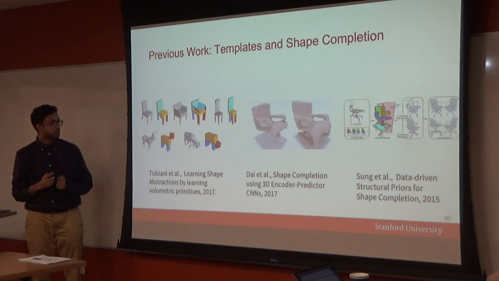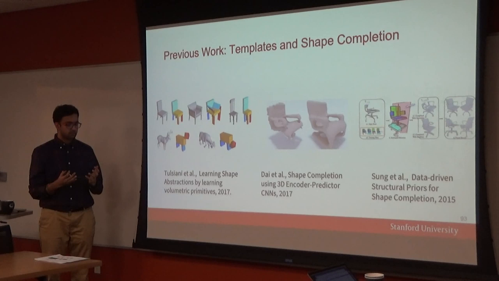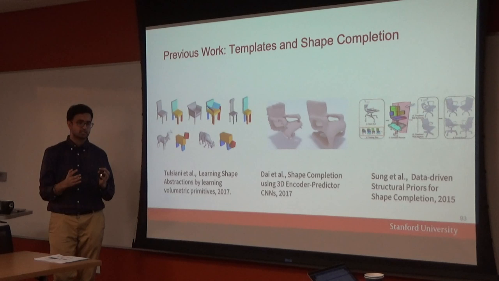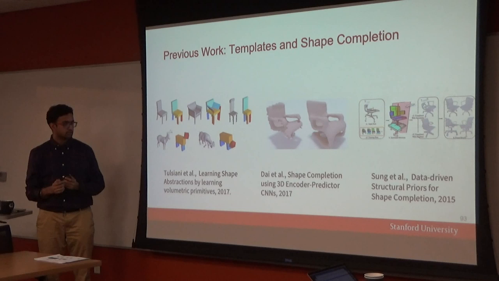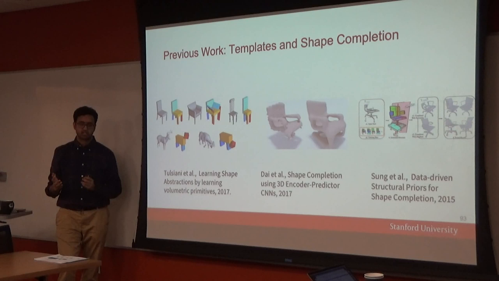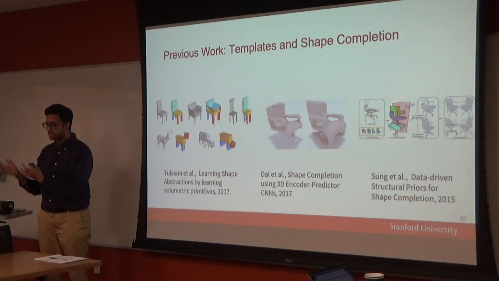There are plenty of works which have attempted to use shape templates or primitives to represent shapes in the past. One such work is Tulsiani et al., where shapes are abstracted by means of box primitives, and these are used to obtain a structural assembly of the shapes. Sung et al. is one of the earliest works that tries to complete partial shapes by transferring structure from complete shapes. Another such work is Dai et al., which tries to transfer structure from shapes in a database to complete partial shapes.